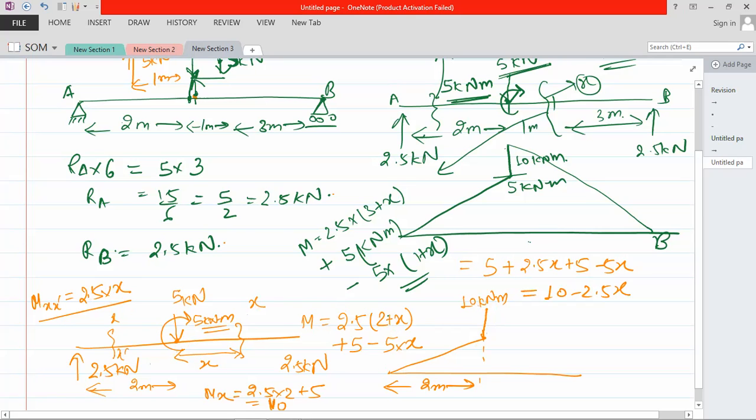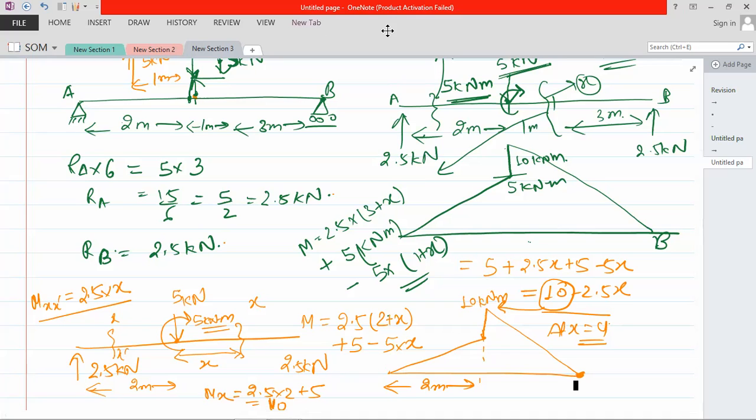If you draw it, it will go like this. Because at x equal to 0, the couple is 10. So the 10 is coming, and as you go on increasing along x, it will decrease, and at x equal to 4, 2.5 into 4 is equal to 10. At the end point it is 0. So you can see the bending moment diagram now. Are you clear? Who asked the question?